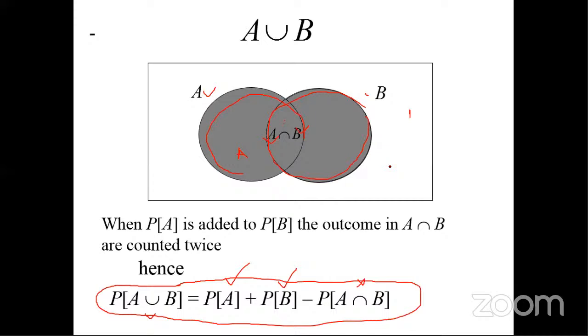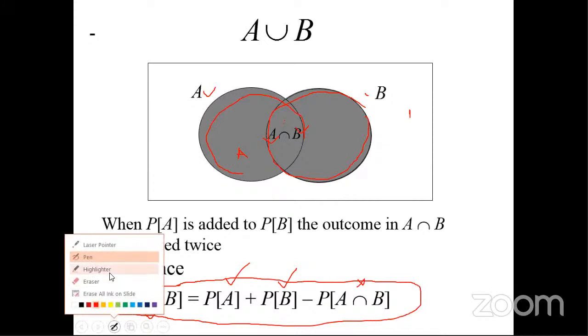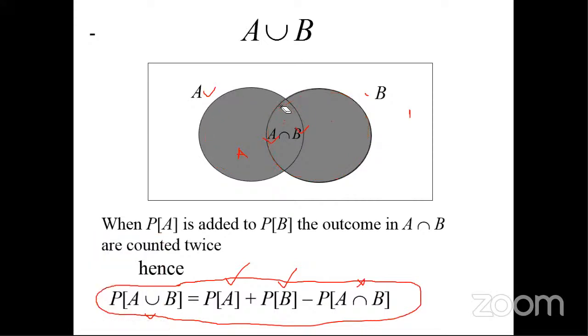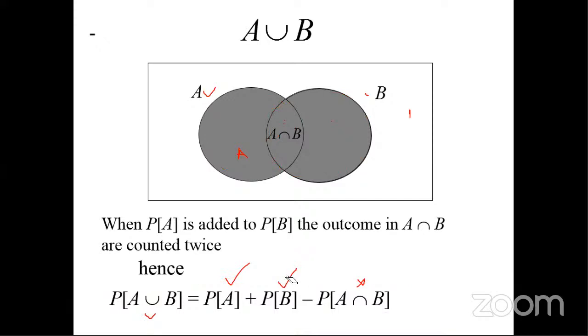All right. Now, let me repeat this once again, because we need to understand it very clearly. Let me remove this a little. Okay, now, remember as we are saying, if you want to get the probability of A union B, we are getting our probability of A. Probability of A is this part here, the entire part, the whole of this. We add probability of B. Probability of B is this one here.